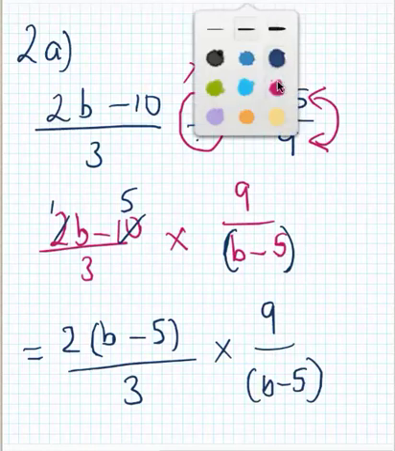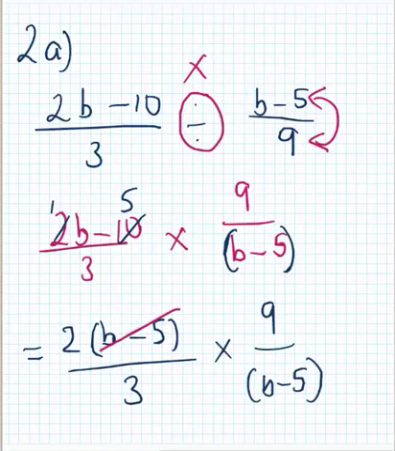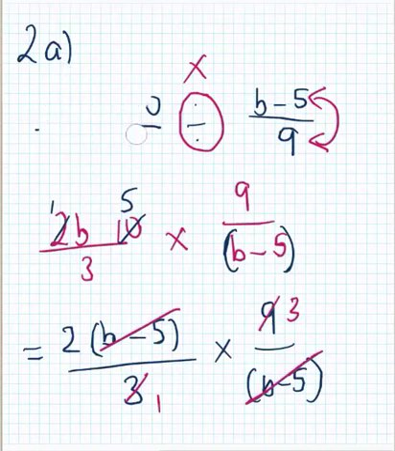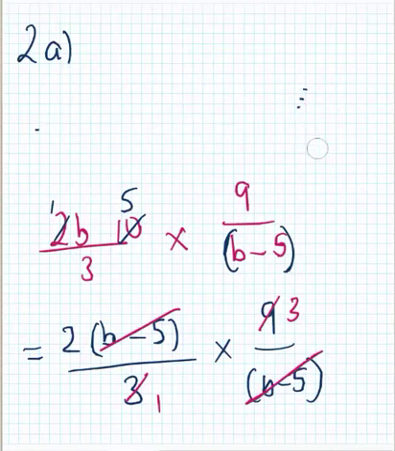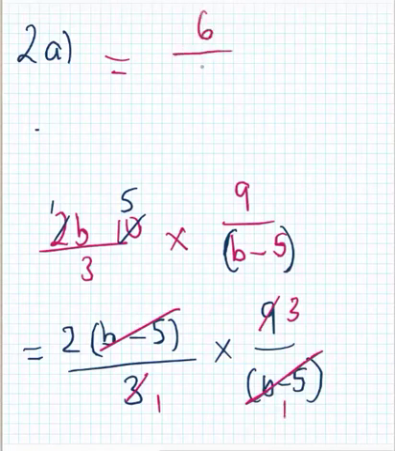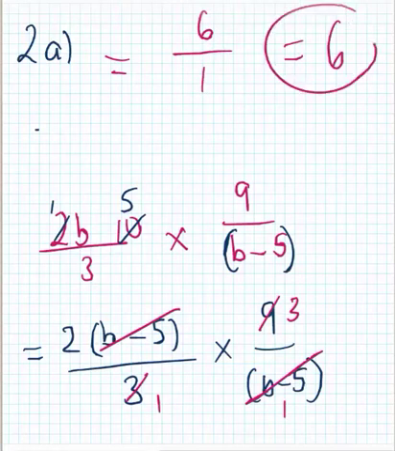And now I'll start simplifying. So b minus 5 is gone, b minus 5 is gone. 9 and 3, I can divide them both by 3, that's a 1. 9 divided by 3 is just 3. So I'll just make some more room. So my final answer will be, we've got 2 times the 3, which is 6, over 1 times 1 is just 1. So your answer should have been 6.